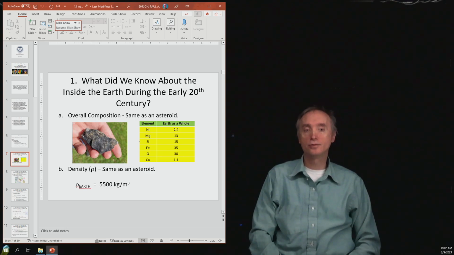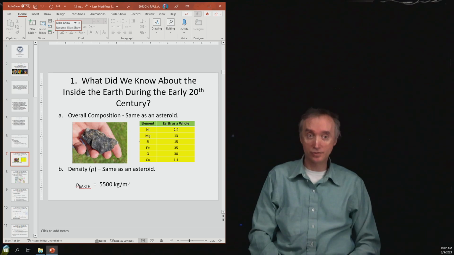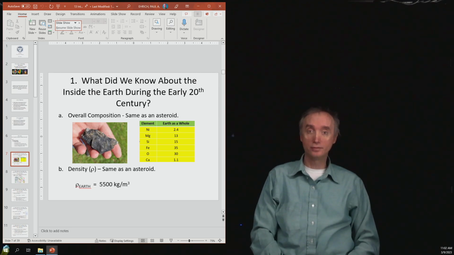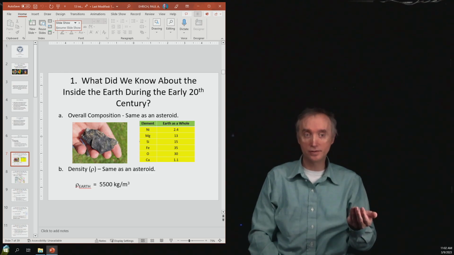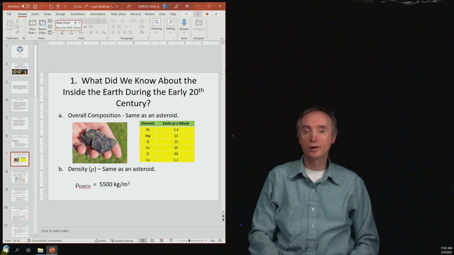Okay, first of all, you would have known that the Earth formed as a result of collisions of asteroids. So, therefore, the overall composition of the Earth, so the elements that are inside the Earth, should be the same as the elements found inside of an asteroid. And so, since we have meteorites and we can analyze those chemically, we have a good idea for what are the basic elements inside the Earth.